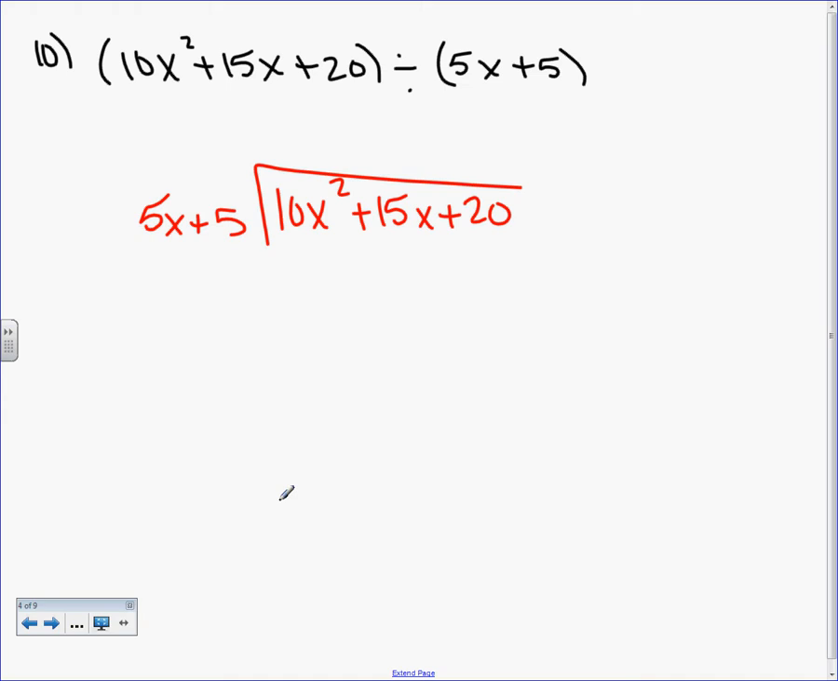Same thing. We're going to take the first thing divided by the first thing. If that's hard for you to visualize, I just said 10x squared divided by 5x. What is that? 2x. Good. If division is hard for you, you could go backwards. You could say 5x times what gives me 10x squared. Either way, pick a method, okay?